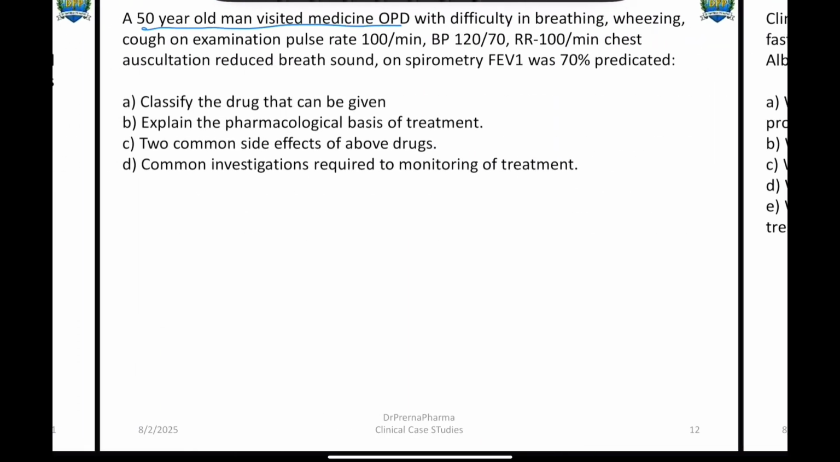And a 50-year-old man visited medicine OPD, difficulty in breathing, wheezing, cough. On examination, pulse rate is this much, blood pressure, respiratory rate, auscultation, reduced breath sounds, spirometry FEV1 was 70% predicted.